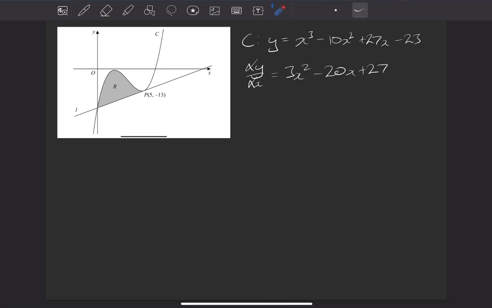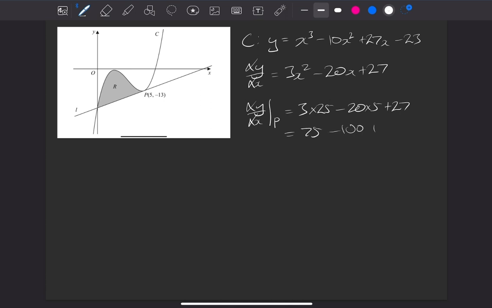And now we want to take our point P and substitute it into dy/dx. This will give us the gradient of the line L. So let's do that now. dy/dx evaluated at P is going to be equal to 3 times 5 squared minus 20 times 5 plus 27. So that's 75 minus 100 plus 27. So that is altogether just 2. So this is the gradient of the line L.